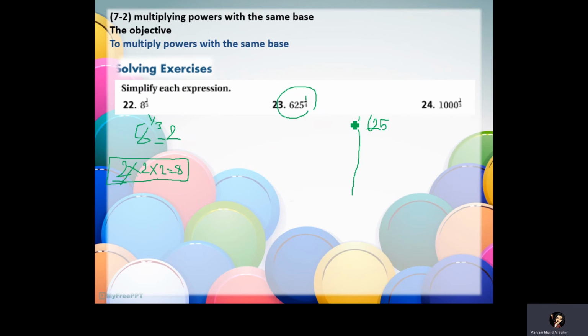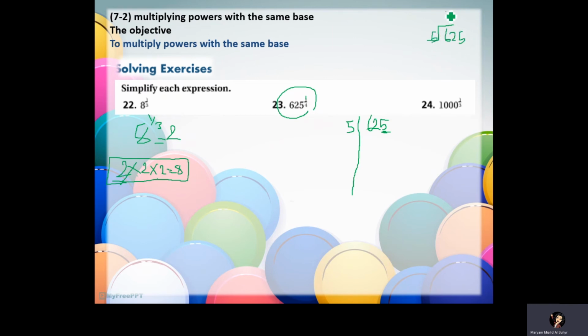For example, 2, but I cannot divide this number by 2 because this number is not even, this number is odd. The ones digit of this number is 5. So the only prime number that I can divide it by directly is 5. Just take it in a corner. If you don't have a calculator, divide 625 by 5.